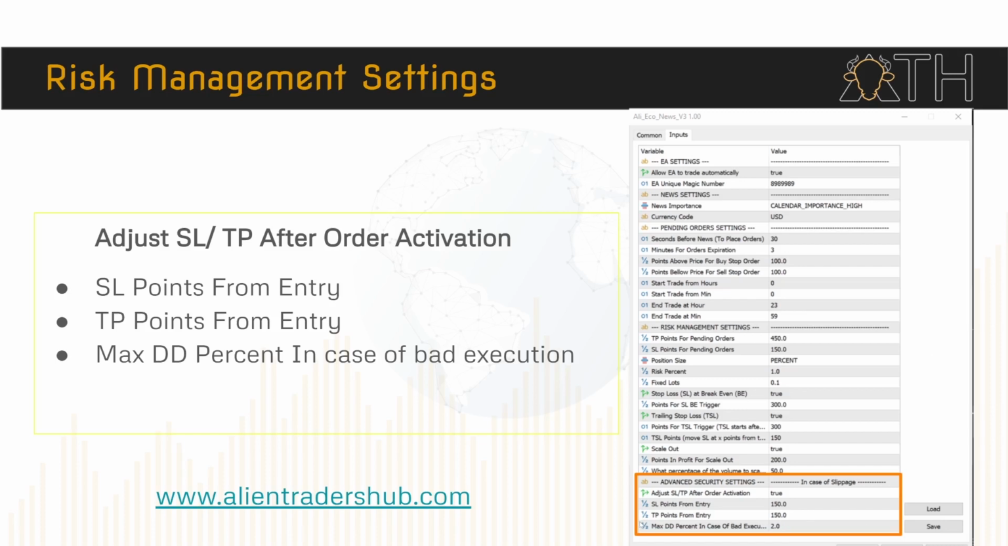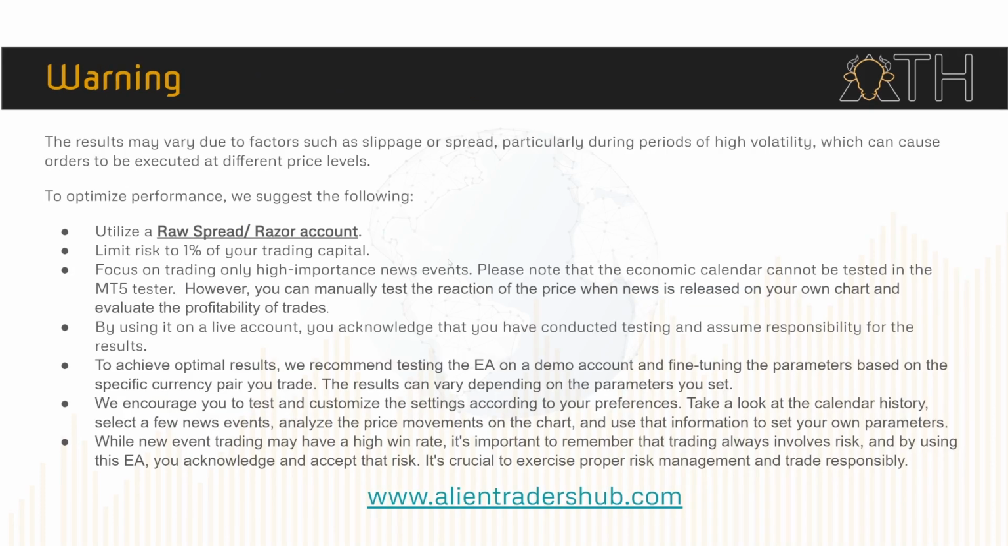And also, in case of bad execution from the broker, let's say there is no liquidity and your stop loss can be executed and your price goes way below or above your stop loss, and in case your balance drops more than 2%, let's say, the trades will be closed as soon as possible. So you have right here a maximum drawdown for this trade. You can select 1, 2, 3 or whatever you want.